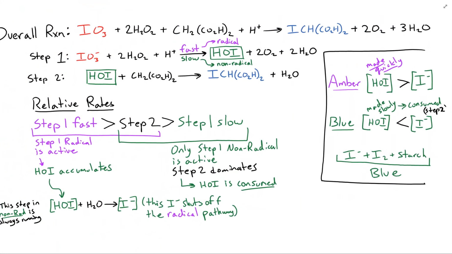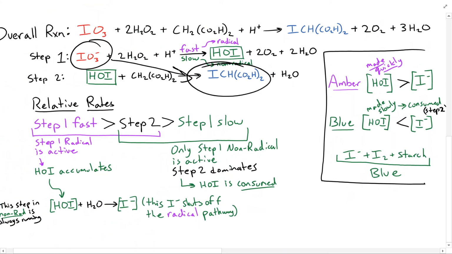Now, is it going to do this forever? No, because over time, as you can see, we are consuming IO3⁻ and making our product here. So over time, eventually, we are going to have only one color present because we're just going to have our product.